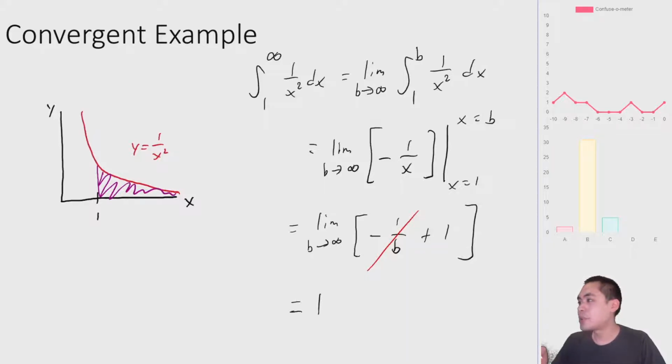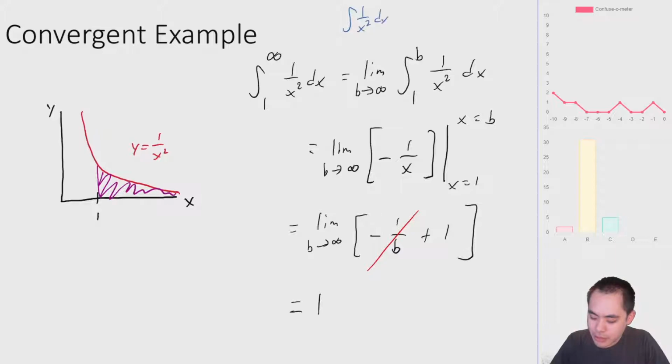How did 1 over x squared change to minus 1 over x? So that is because the integral of 1 over x squared dx is equal to minus 1 over x plus c. Because if you take the derivative of that, you get 1 over x squared. Yeah, so this is one of the many examples of why you need to be really, really fast at integrals, because they just show up over and over again in these problems.